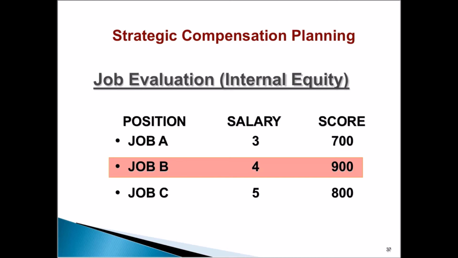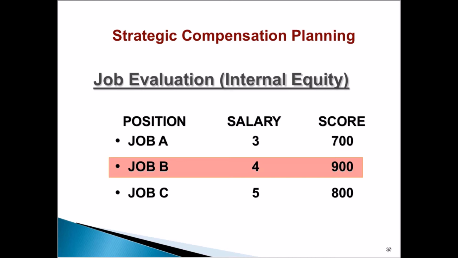So let's just say that we did that, and we have job A, B, and C as shown here, and currently their salary levels are 3, 4, and 5. But when we took a look at the point values, we saw that job B, which is paid lower than job C, actually, according to our work, is more valued. It's a higher value. So this data result would say to us, hey, we need to take a look at job B in comparison to job A and C.